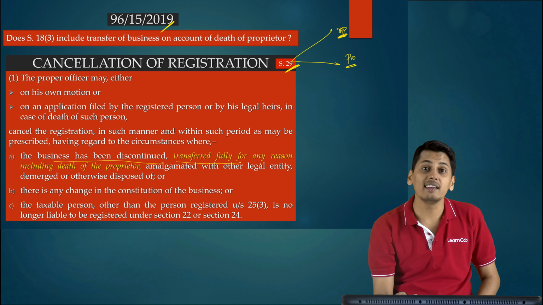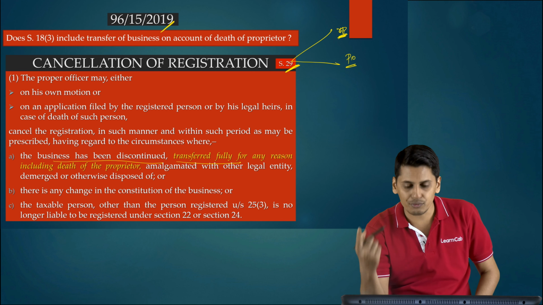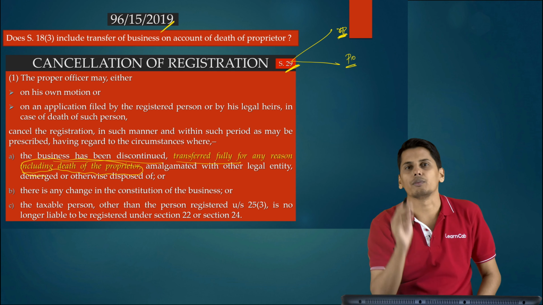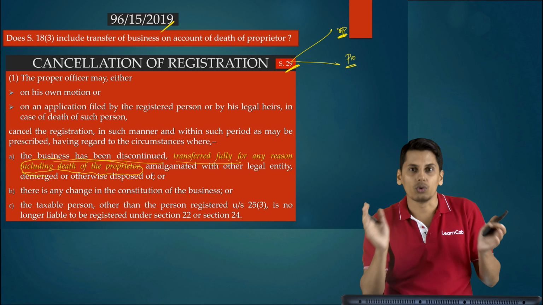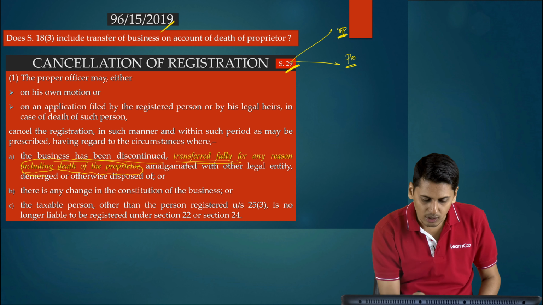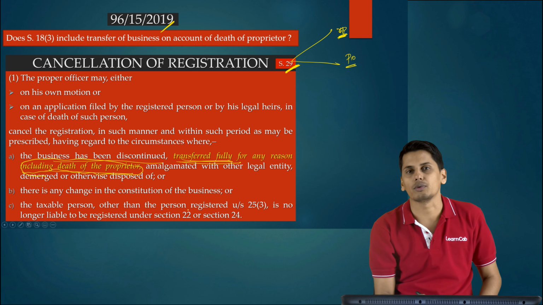Transferred fully for any reason: either it is discontinued or transferred fully for any reason, including death of the proprietor. So friends, when the CGST Act is seen as a whole, in the wordings of section 29, transfer of business includes transfer by reason of death of the proprietor.